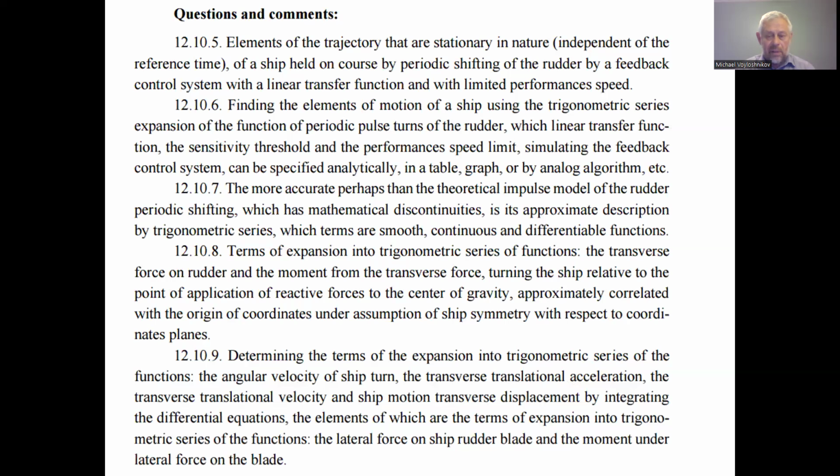Instead of a straight line, we have to keep the ship with definite deviations, as small as possible, when it moves. But this trajectory is stationary in nature, because over a long time the periodic deviations look like a periodic function, like the expansion of a periodic function into a trigonometric series. We can use this for the research and study of the processes of ship control when the ship keeps on a straight course.